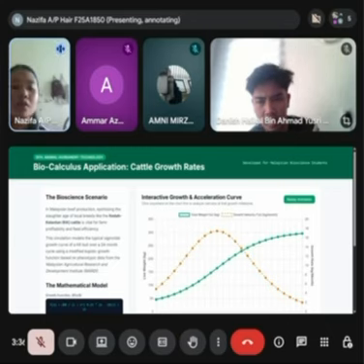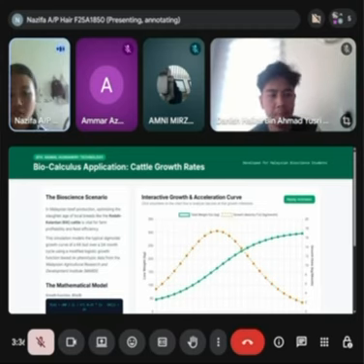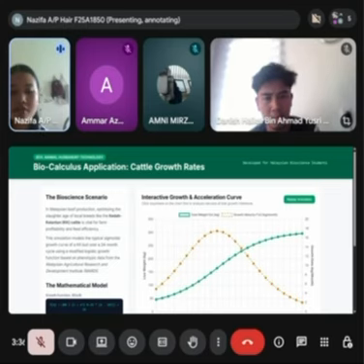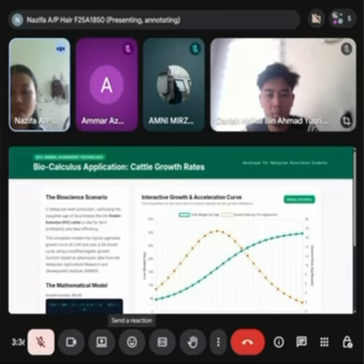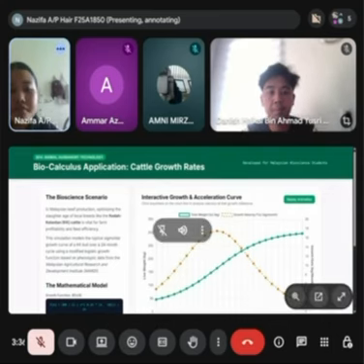If sold too early, the meat yield is low. If kept too long, feed costs are wasted because the cattle's weight gain slows. To solve this, I developed this web simulator with calculus to find the perfect economic balance. I adapted data from MOHD to construct this logistic growth model.